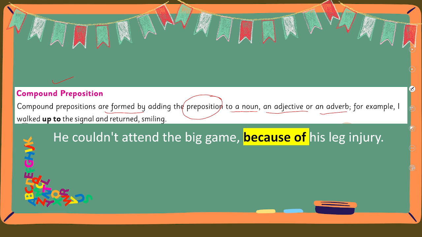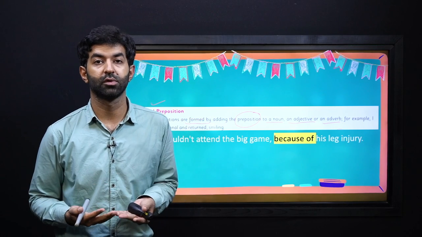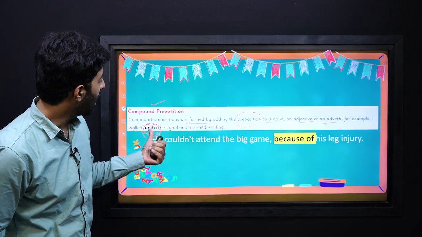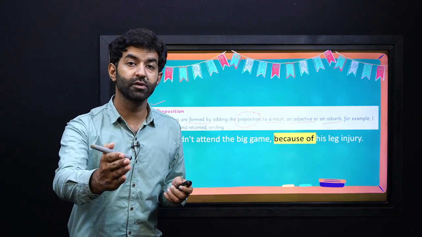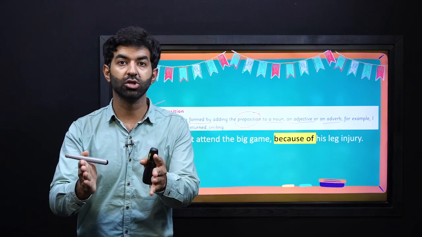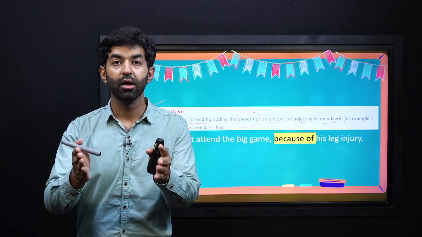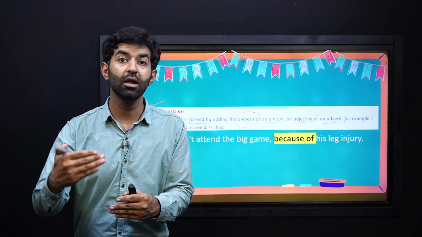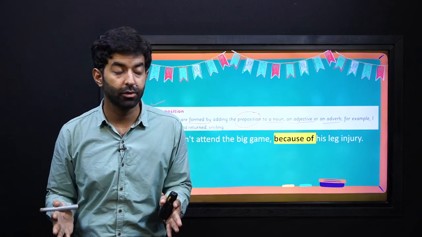For example, "I walked up to the signal and returned smiling." Where is our preposition? "Up to." They are coming together. These are our compound prepositions. This is telling us about something. What is it telling us? "I walked up to the signal." "Up to the signal." This is telling us some direction, where it is happening, where the writer or the speaker is going, and till where he is stopped.